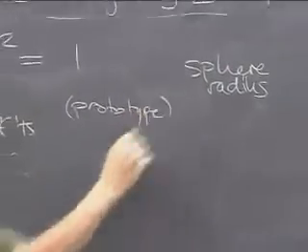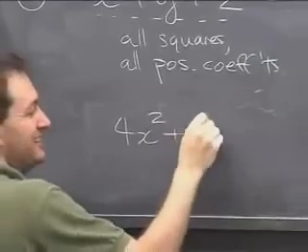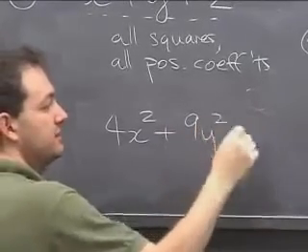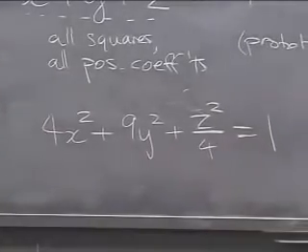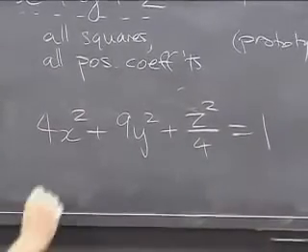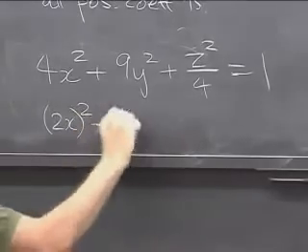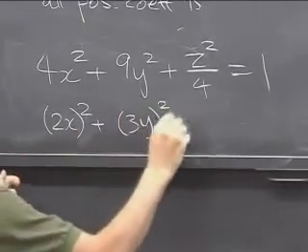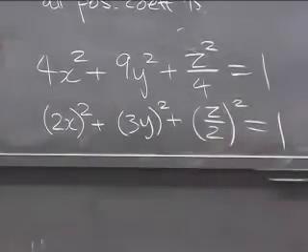But you're also quite likely to see a slightly different version like this: 4x squared plus, say, 9y squared plus z squared over 4 equals 1. Suppose you saw that. Well, think of it like this. This is the same as (2x) squared plus (3y) squared plus (z over 2) squared equals 1. So what does this do?